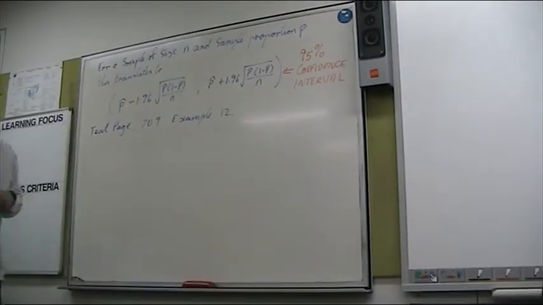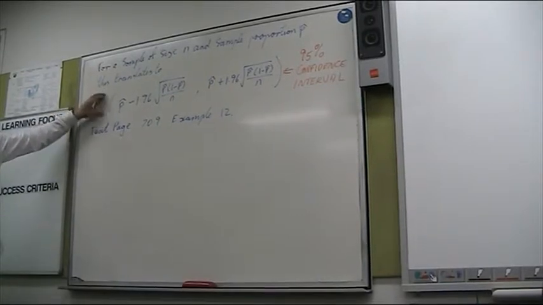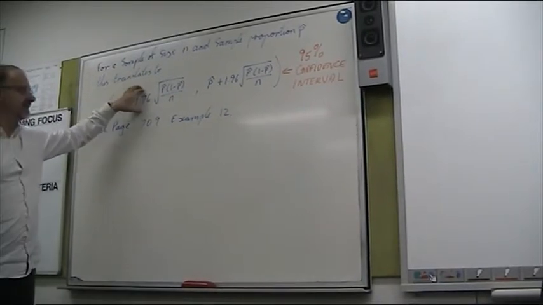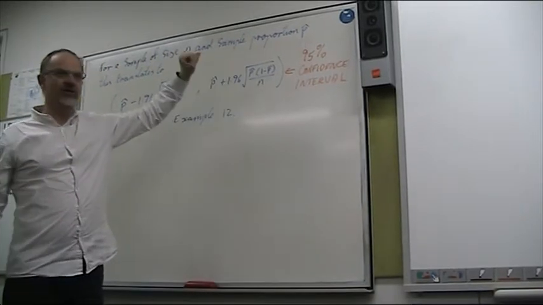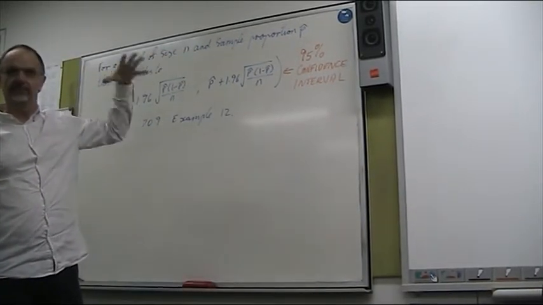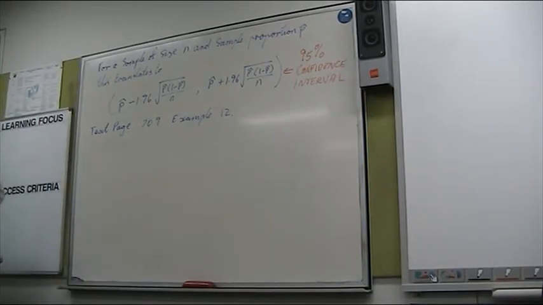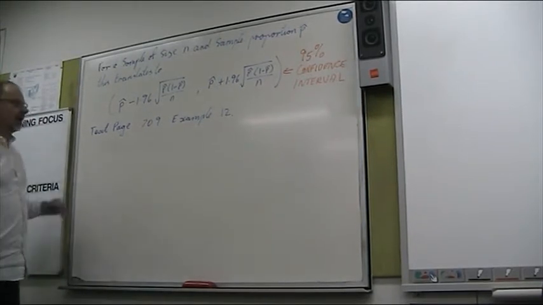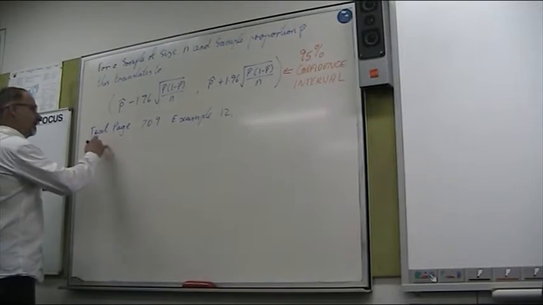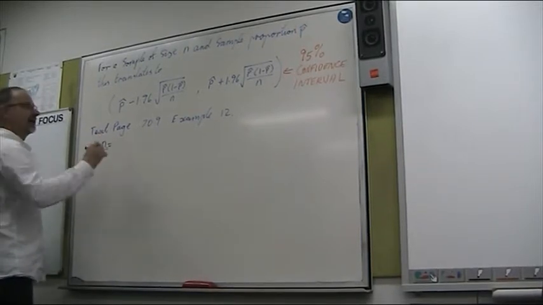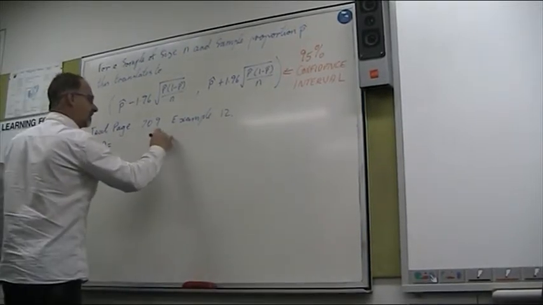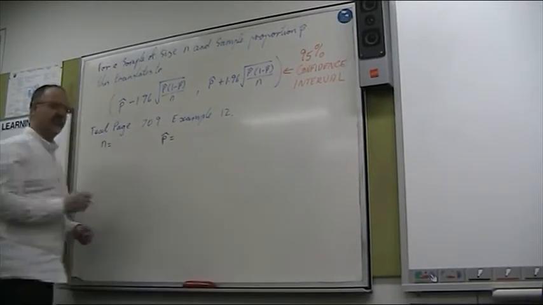All right, so in this question, the first bit says find an approximate 95% confidence interval. So this is the interval that we're looking for. Between this number and this number, we have 95% confidence it's going to be in there. So that's what we're looking for. All right, what else do we need? We need to know our number and we need to know our sample proportion.